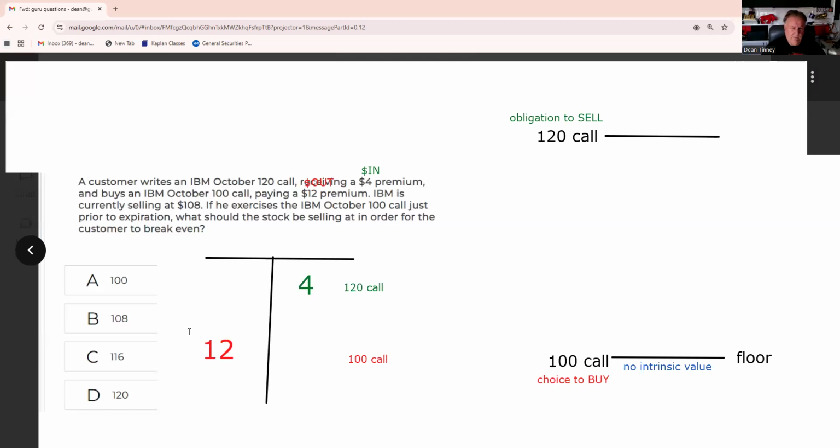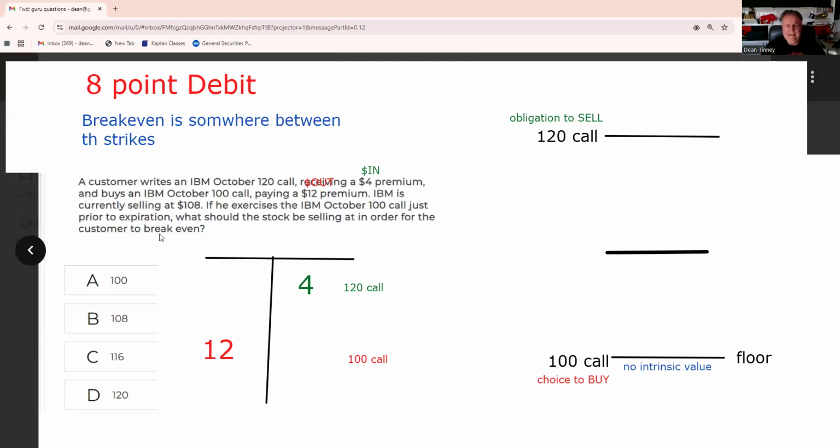That too could have been testable. What kind of spread is it? And you say this is a debit spread. It's an 8-point debit spread. Now, the way we get break evens in call spreads is we use the mnemonic CAL.